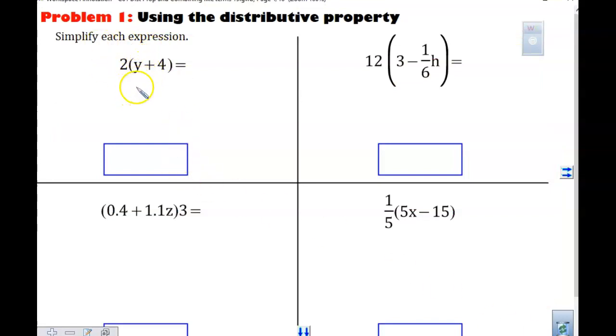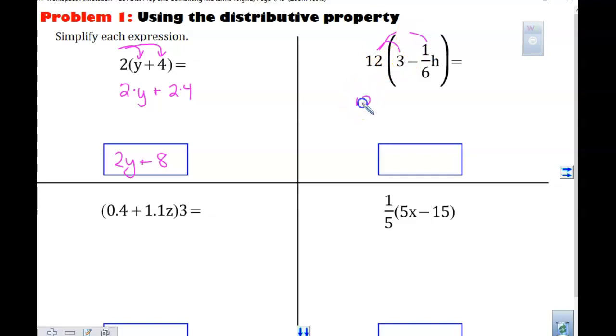Now again, you may want to pause the video as we're doing these. I'm going to do the first couple, and then I'm going to have you do the last 2, pause the video and try them. A lot of times I'm going to put these arrows to show that we are multiplying. You are taking 2 times y plus 2 times the 4, which gives us a solution of 2y plus 8.